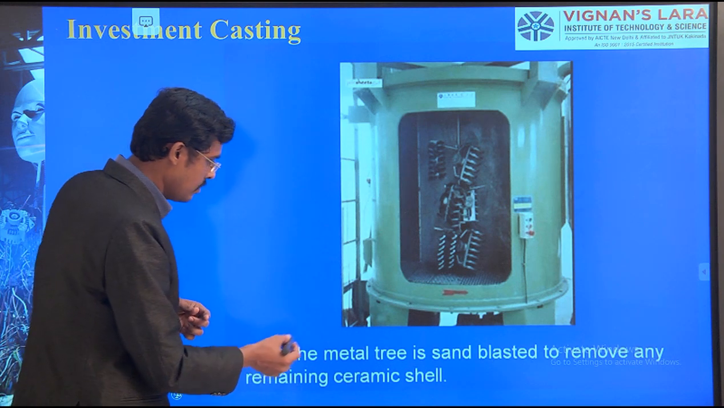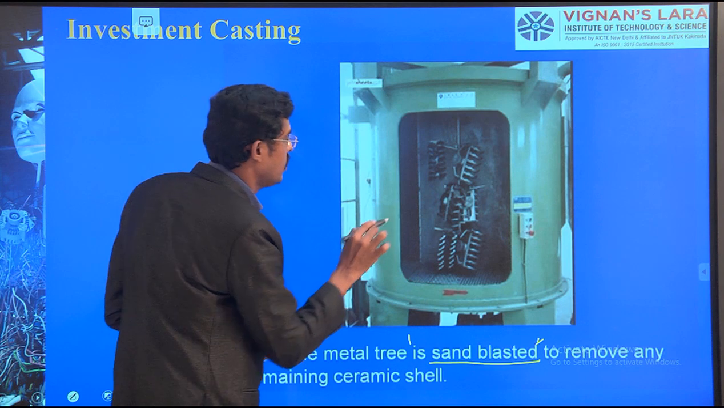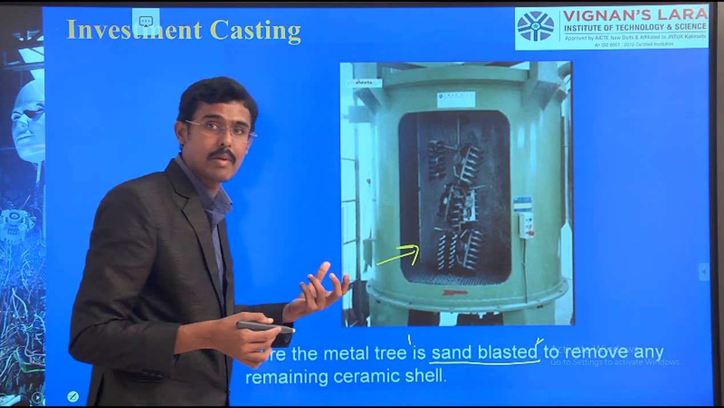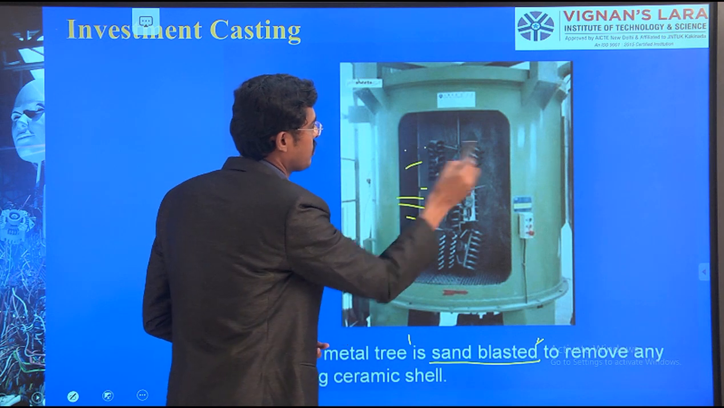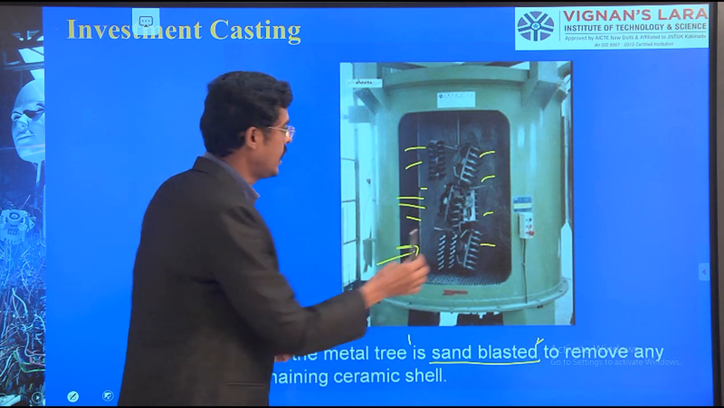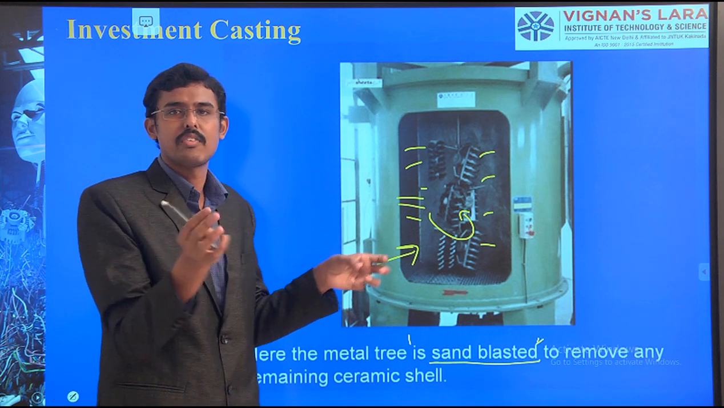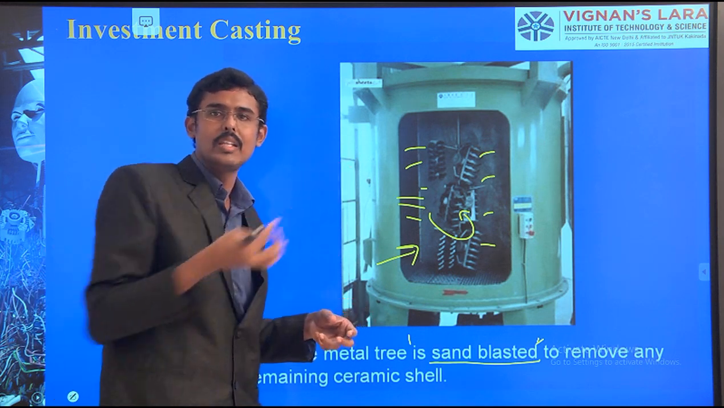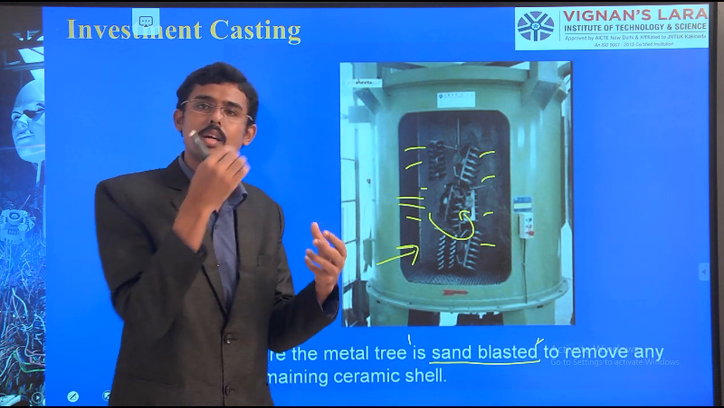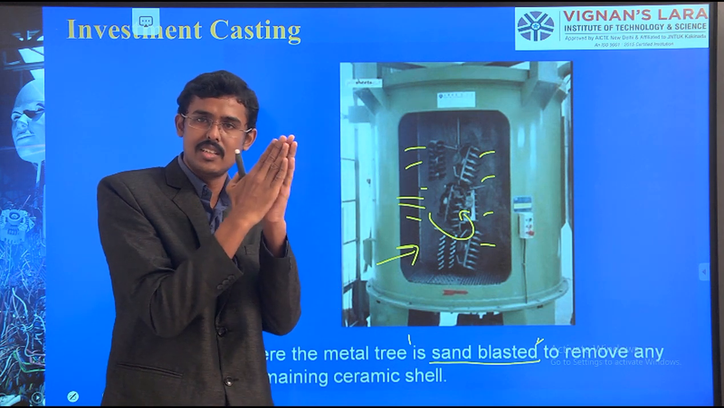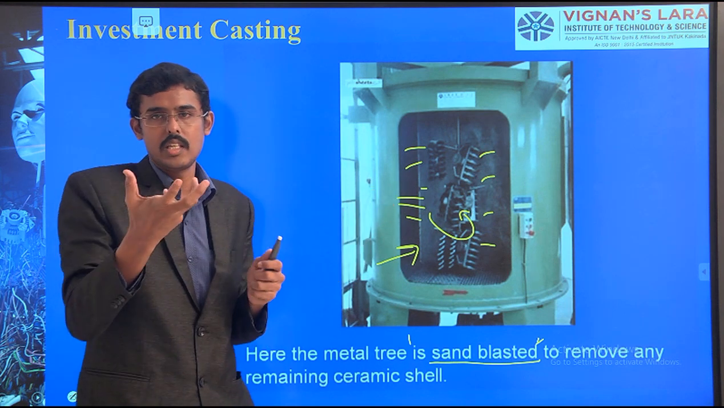Here, the metal tray is forcefully kept inside a furnace-type sand blasting setup, and then I am rotating it, throwing sand throughout, and it will be rotated. So what happens? Throwing sand fast will erode the ceramic shell that is already coated or fixed on the part. So that also comes out. The freshly prepared part is ready now.